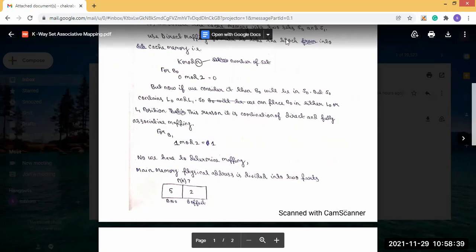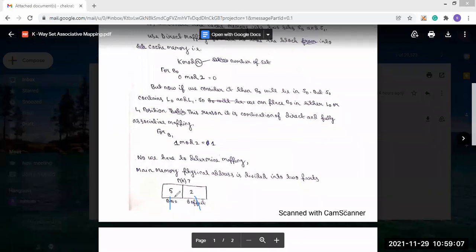The block number will be 5 bits, and the block offset will be 2 bits, because at a time we can store 4 words. 4 words means 2 to the power 2, so 2 bits will be used. And the block number: we have 32 blocks, so that means 2 to the power 5.